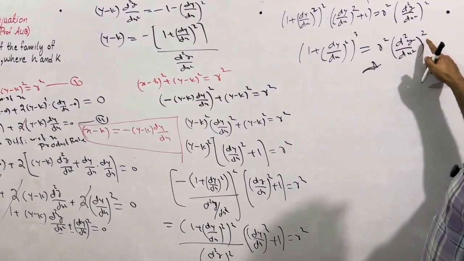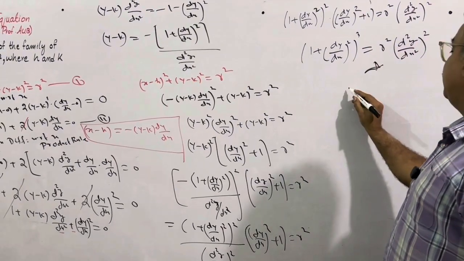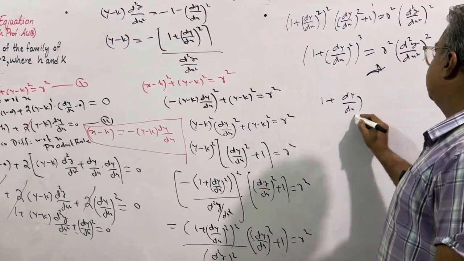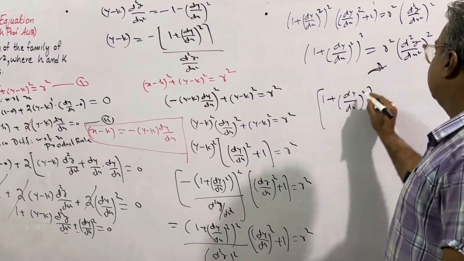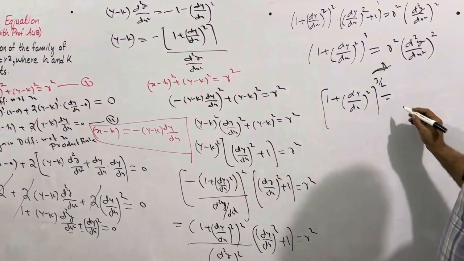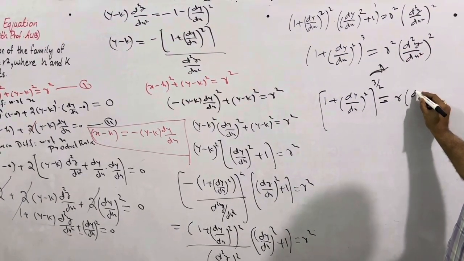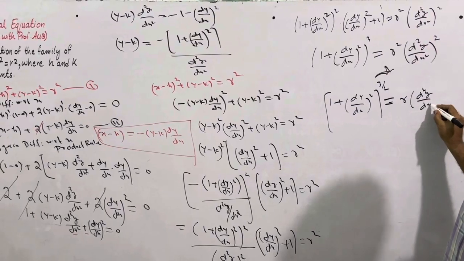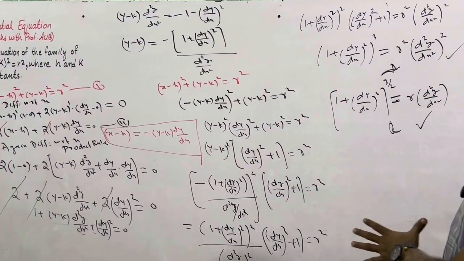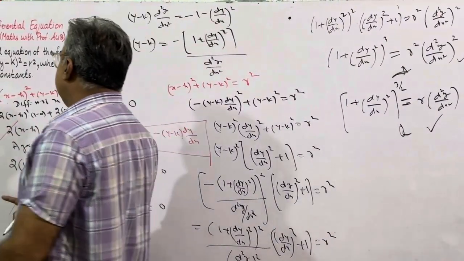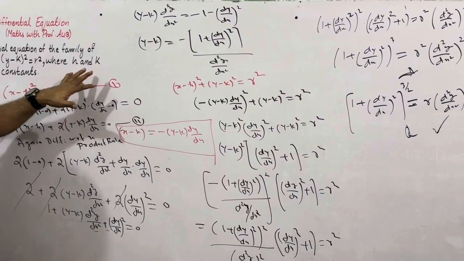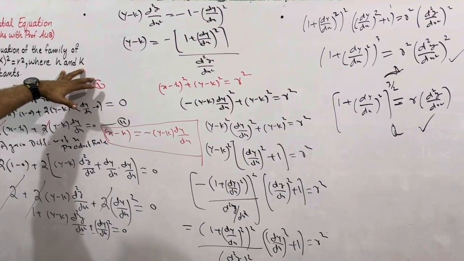Some writers take square root and they write in that fashion. We have 1 plus dy over dx whole squared, taking square root both sides is equal to, 1 over 2 means 3 over 2, it will become r times double derivative, either leave here. This is the required equation of circle where hk is the center, r is the radius. We have just got rid of the arbitrary constants h and k.